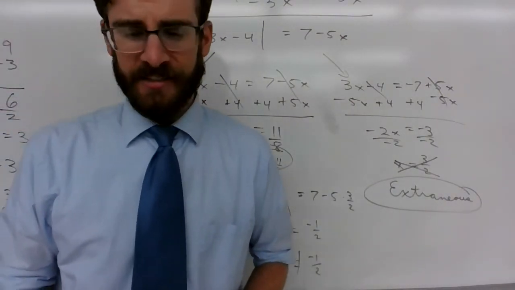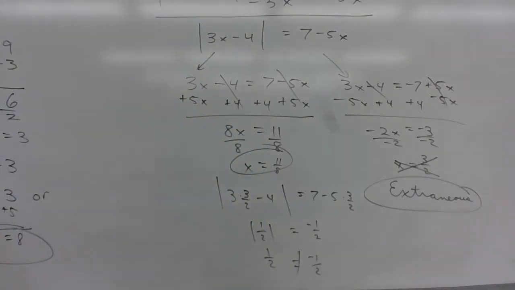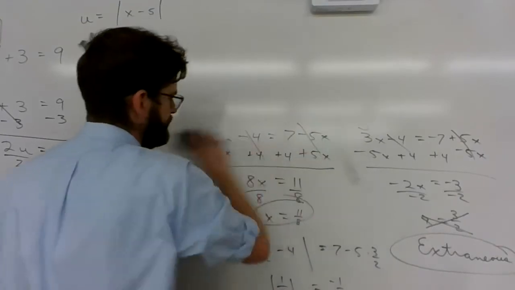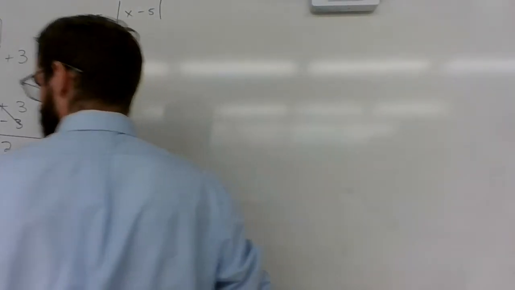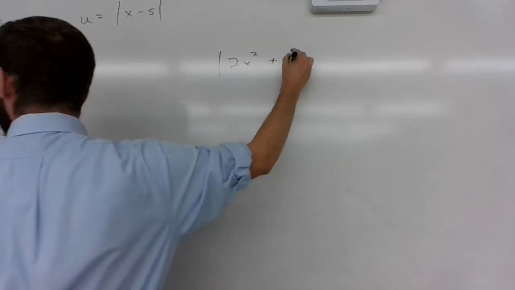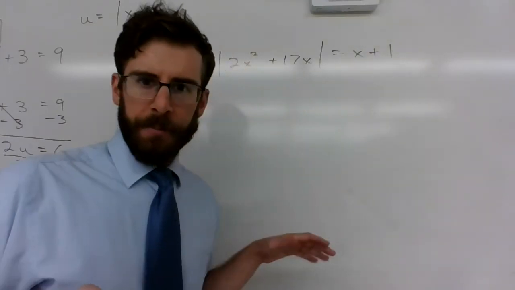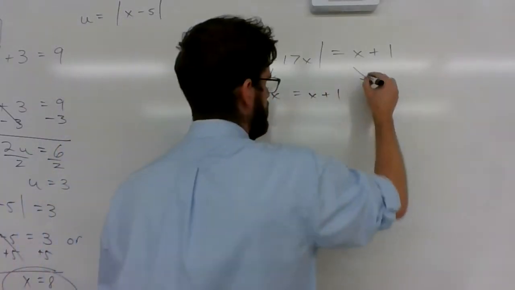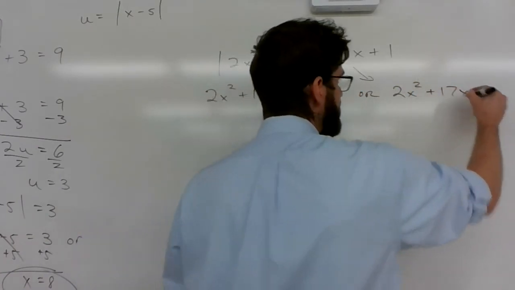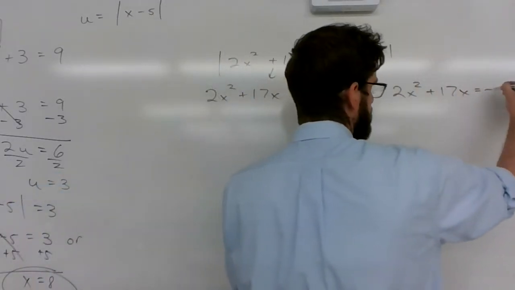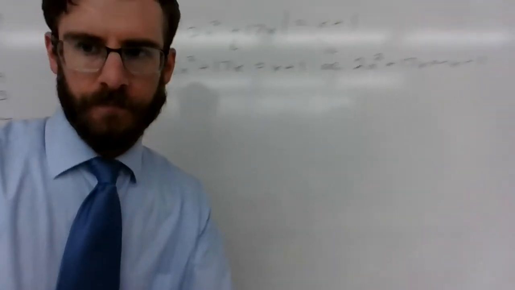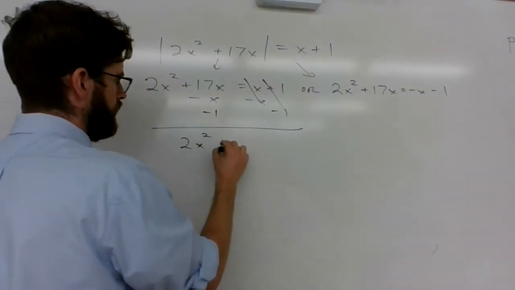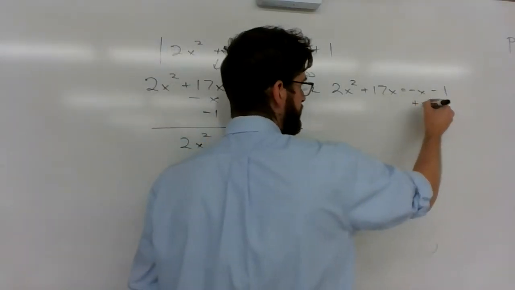All right. I don't know if I can get through this last example in 2 minutes. Let's go for it. All right, last example. You got 2x squared plus 17x in the absolute value bars equals x plus 1. Okay, drop the bars. Solve that first equation. Drop the bars, and solve the negative version of that equation. So negative x minus 1. They're both polynomials. That probably need to be plugged into the quadratic formula.